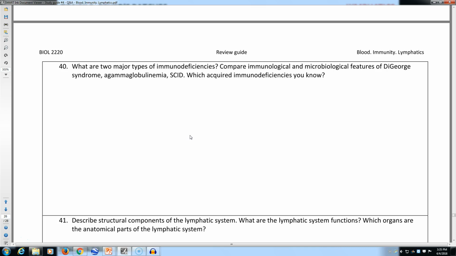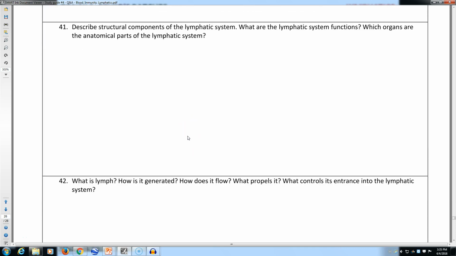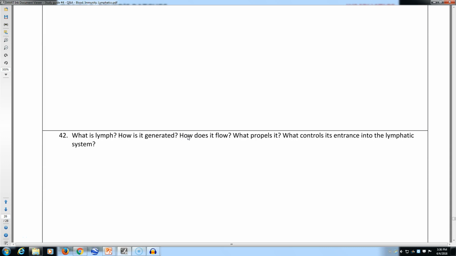Okay. Lymphatic system. Know where lymph originates. It's blood. When plasma leaks into the tissue, goes through the tissue, from the tissue into the capillaries, collecting vessels, trunks and ducts. Okay, goes through the lymphatic vessels. What controls its entrance into the lymphatic system? Remember we talked about mini valves at the capillaries? That's that.